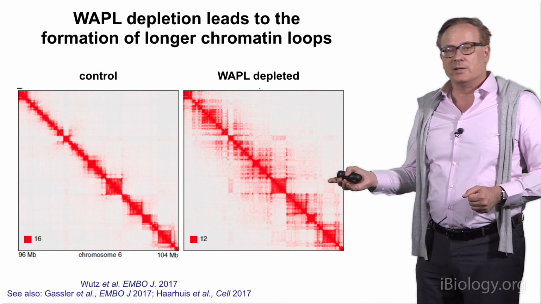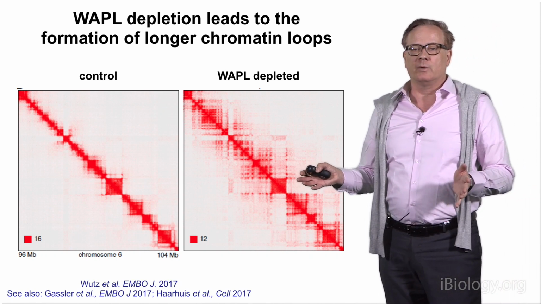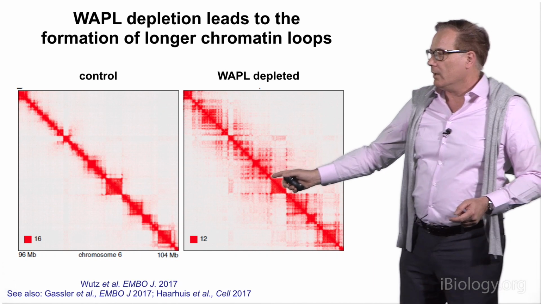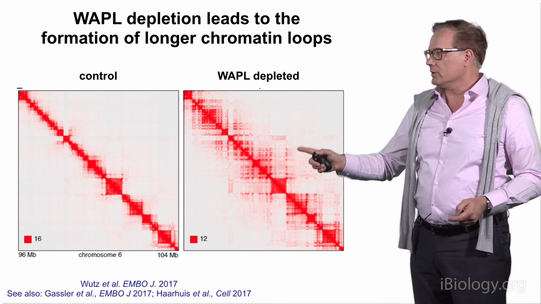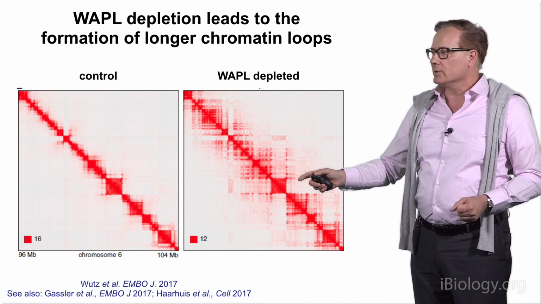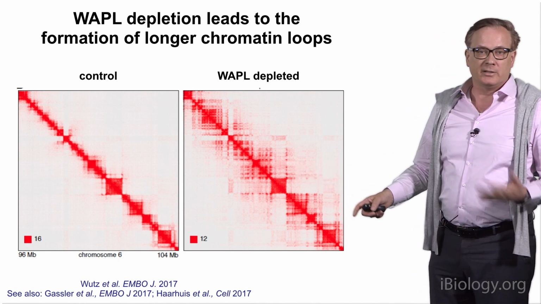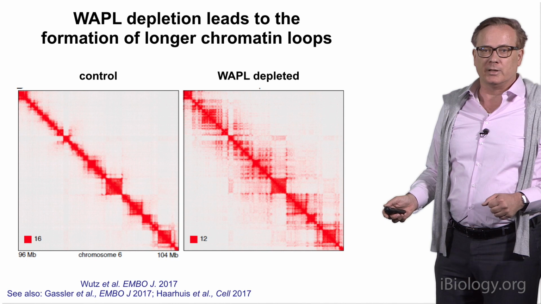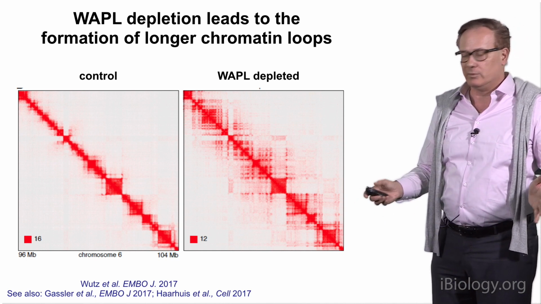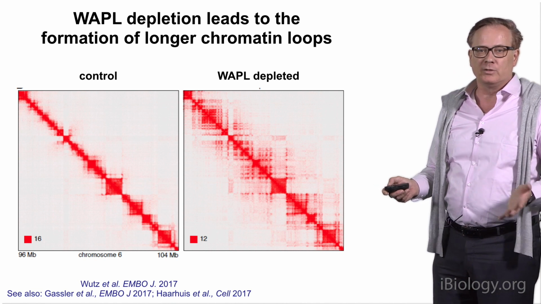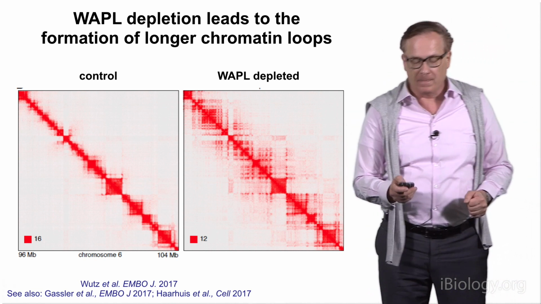But then on the right-hand side you see a Hi-C matrix from a cell from which WAPL was depleted. And I hope you can see that now there are additional long-range interactions in the WAPL-depleted cells that cannot be detected, at least to the same extent, in the control cells, implying that now more long-range interactions had been formed. We showed that these, again, depend on cohesin, of course.